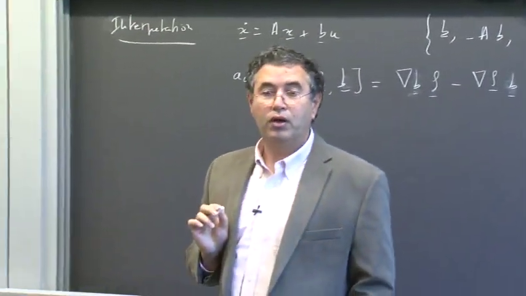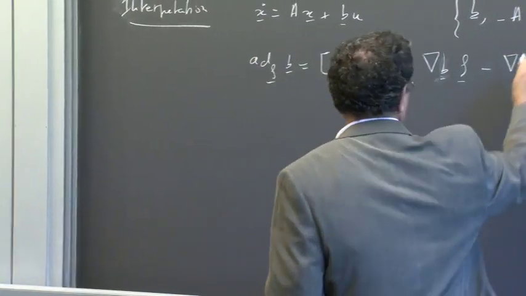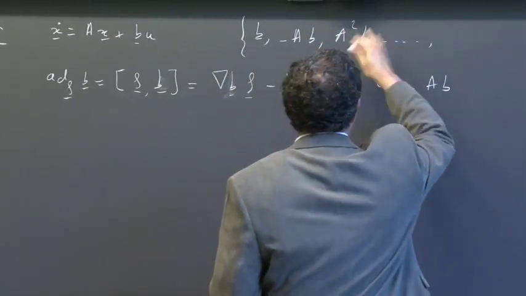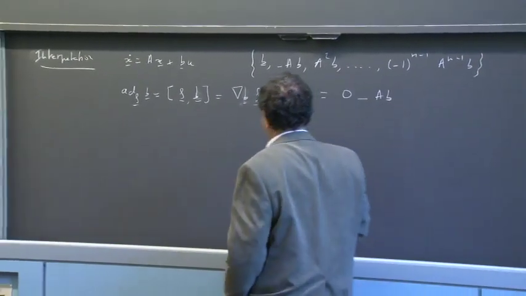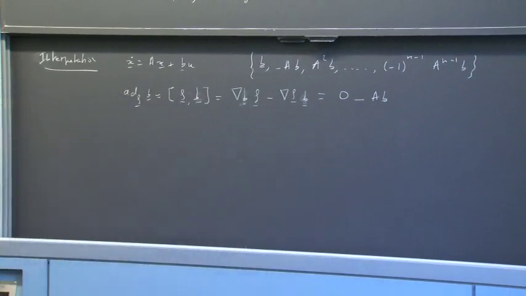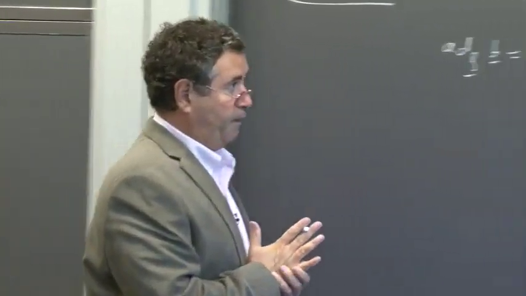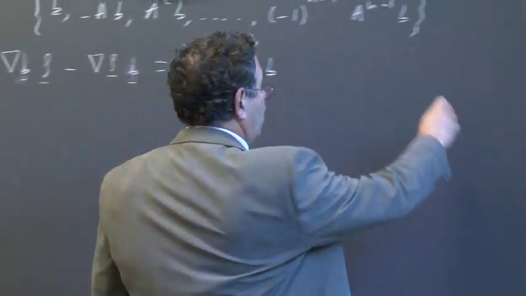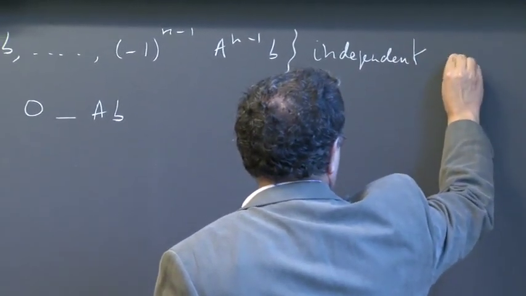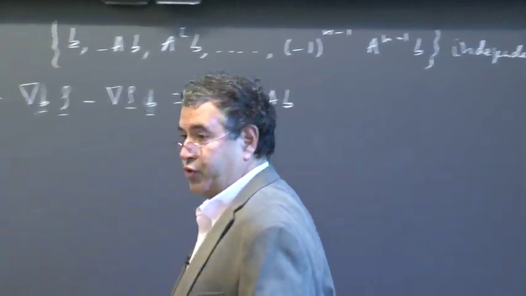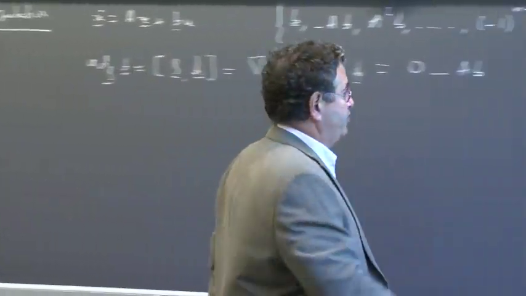Any guess of what the next one would be? A squared B, and so on, with a plus or minus sign. So that's what this first family of vector fields looks like in the linear case. And we're saying they are linearly independent. What's another word to say this? Saying that B, AB, A squared B, up to A^(n-1)B are linearly independent is just saying it's controllable.